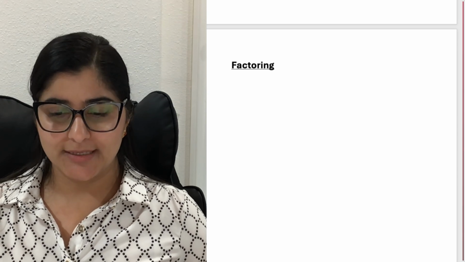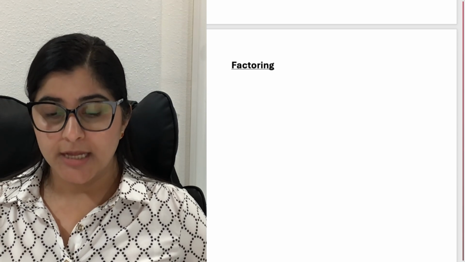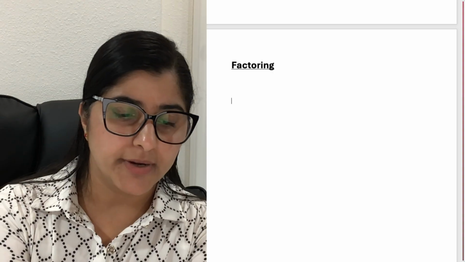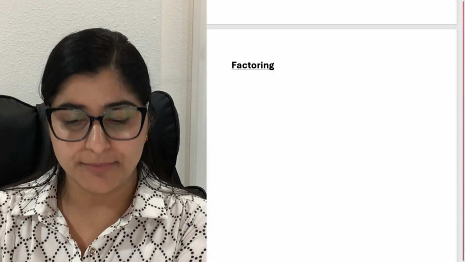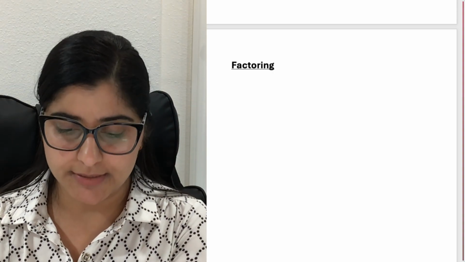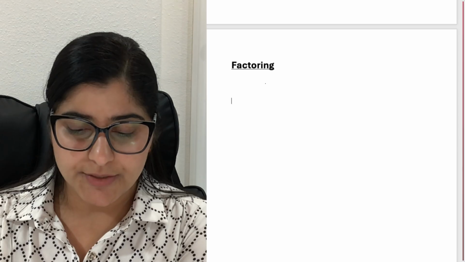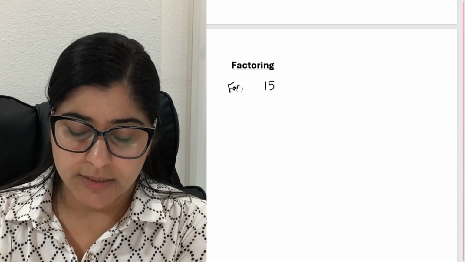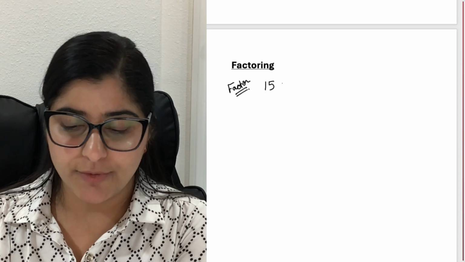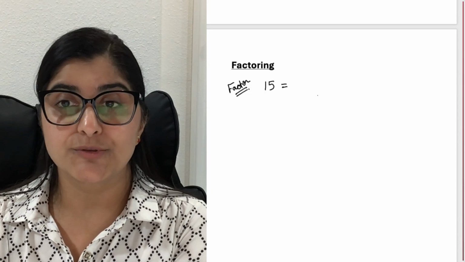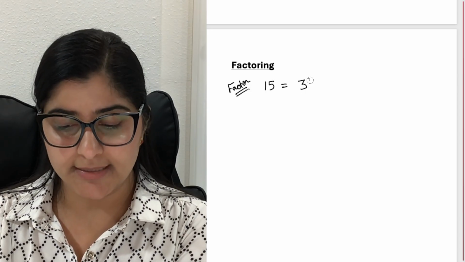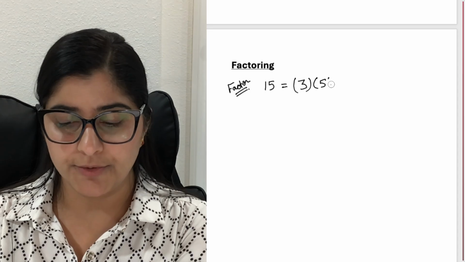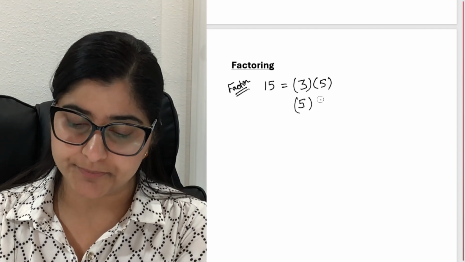Now we are going to learn about factoring. Factoring means breaking into two or more smaller numbers. For example, if I ask you to factor 15, factor this means, can we write this as a product of two smaller numbers? You will say yes, it is 3 times 5, or 5 times 3.